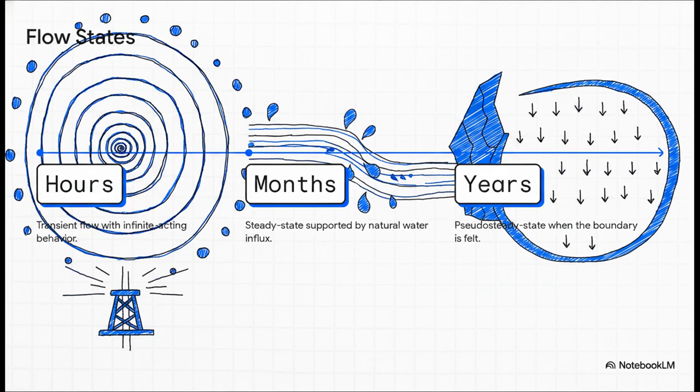But eventually, things change. If the well gets pressure support, say from a natural underground aquifer pushing water in to replace the oil, it hits steady state. Here, the pressure at the reservoir boundary stays constant, and everything reaches this nice stable equilibrium. Finally, we reach pseudo-steady state. This happens after months or even years when the well finally feels the physical limits of the reservoir. Maybe it hits a fault line or a closed boundary. At this point, the pressure everywhere in the entire reservoir starts dropping at a constant rate together. Honestly, a lot like air slowly leaking out of a tire.